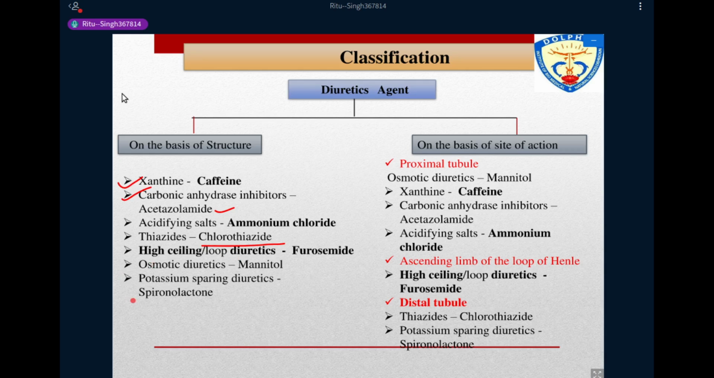Okay, the next category related to the structure is osmotic diuretic. These agents are low molecular weight compounds.